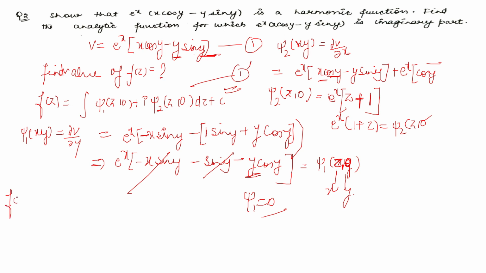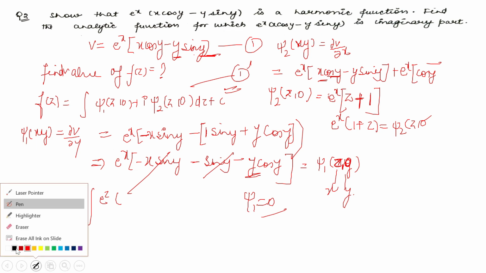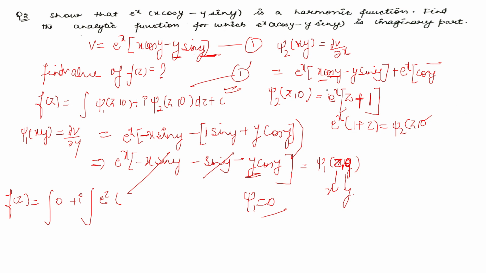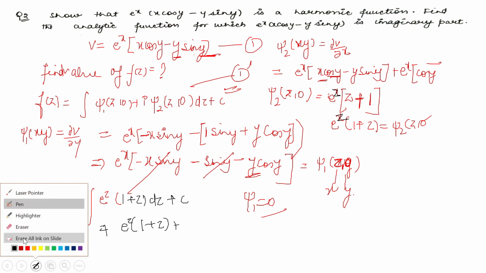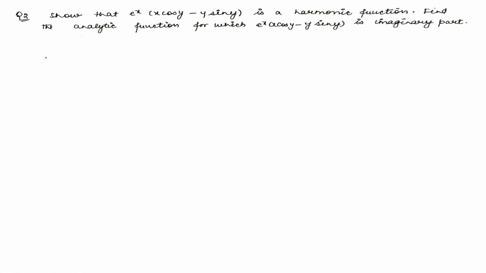So what will it become? Fz is equal to integration of psi 1, which is 0, plus i integration of e to the power z, putting x as z, so e to the power z times 1 plus z dz plus a constant c. In the last I got fz is equal to i integration of e to the power z times 1 plus z dz plus a constant c.